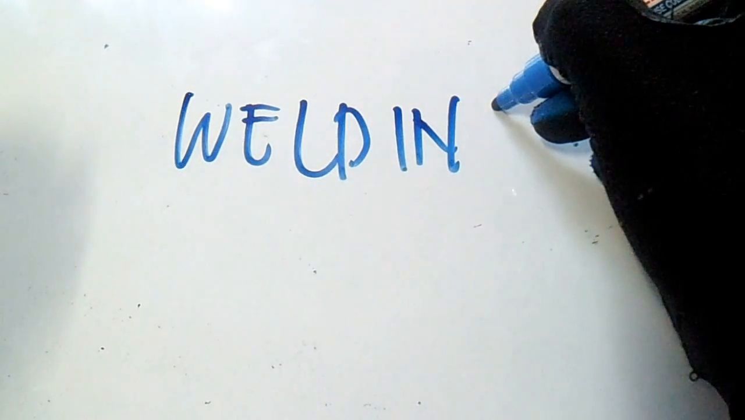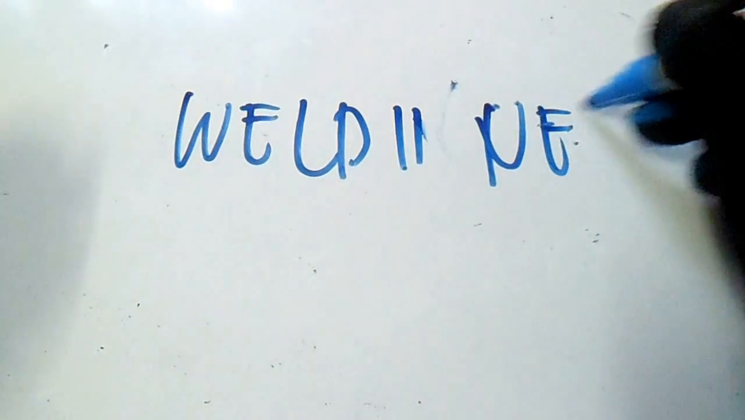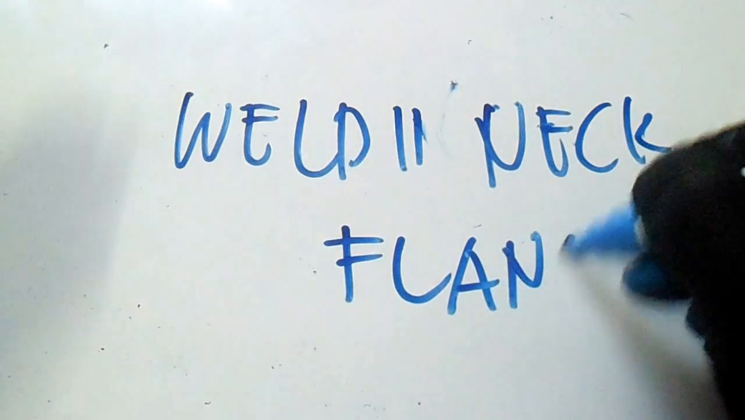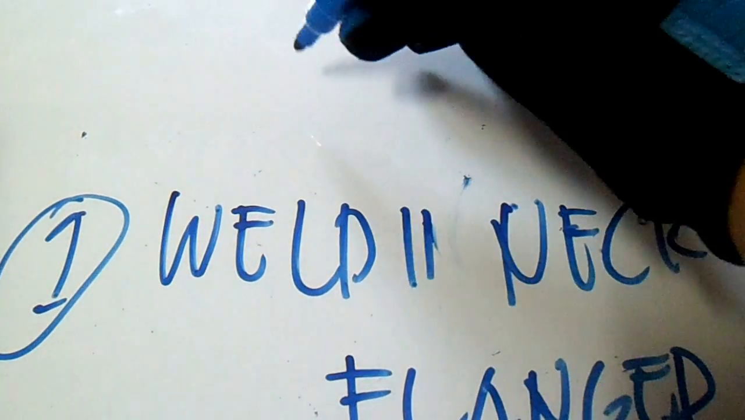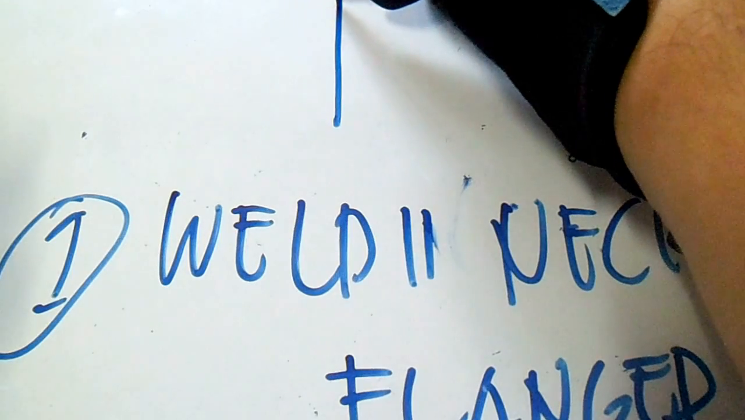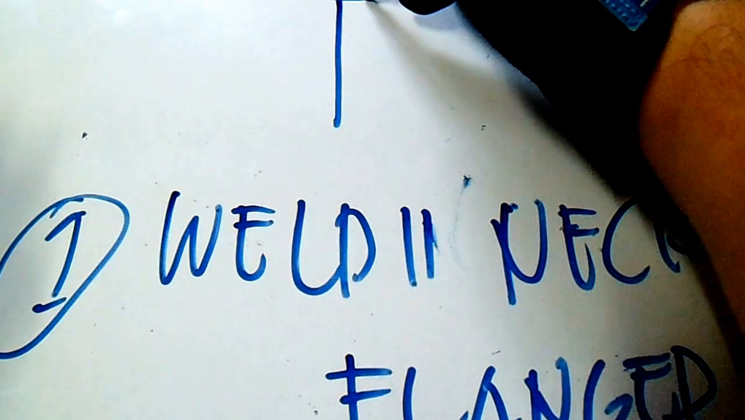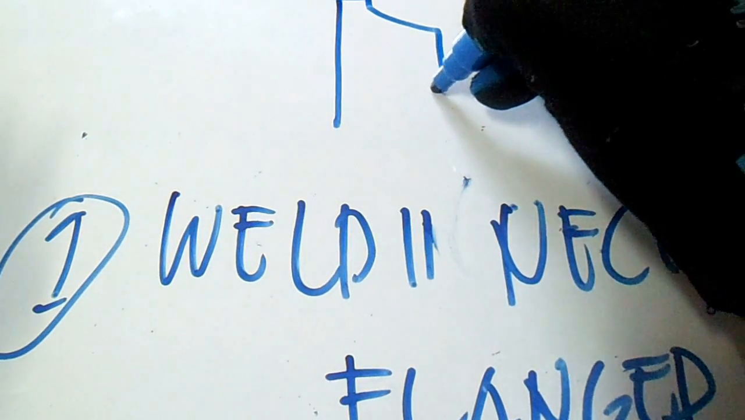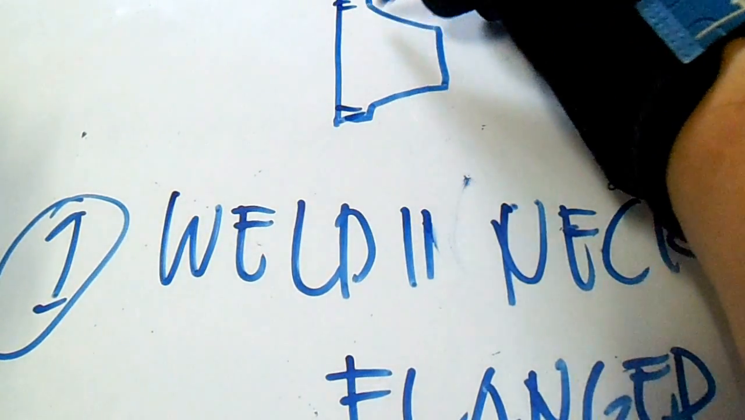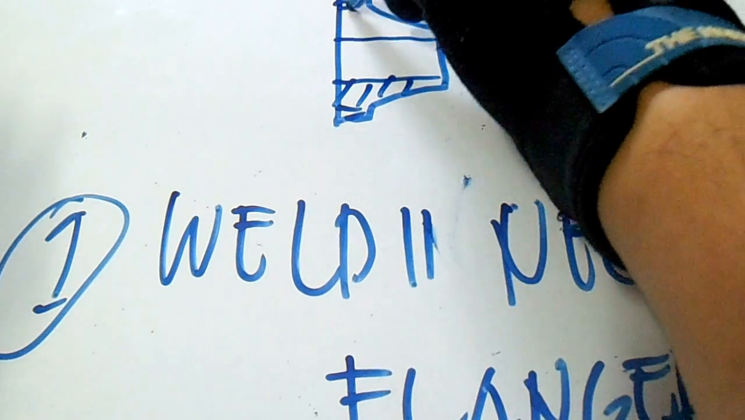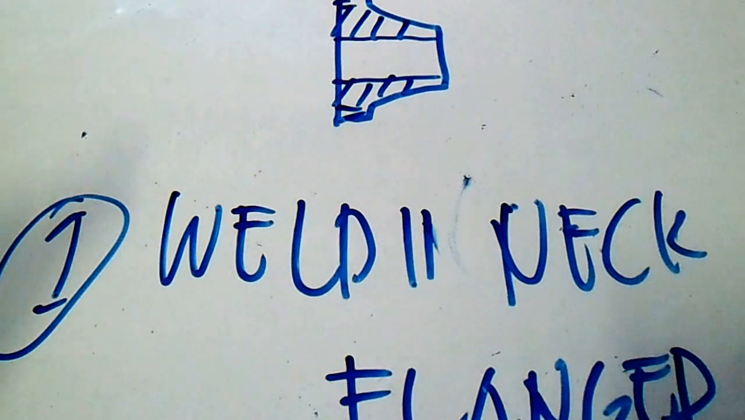Okay, so one is weld neck flanges. Okay, so this is number one, weld neck flanges. And these symbols I will draw, and this is the side view. Okay, so this is the weld neck flange.